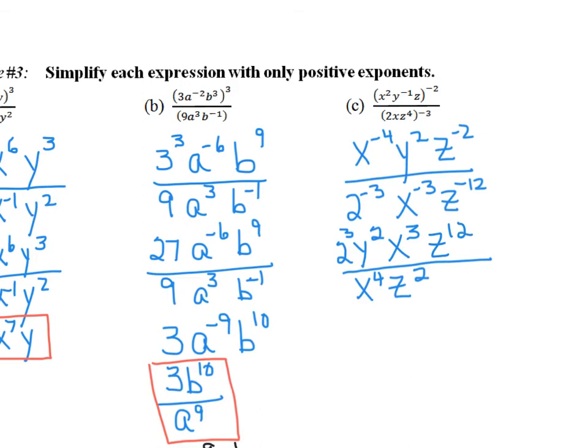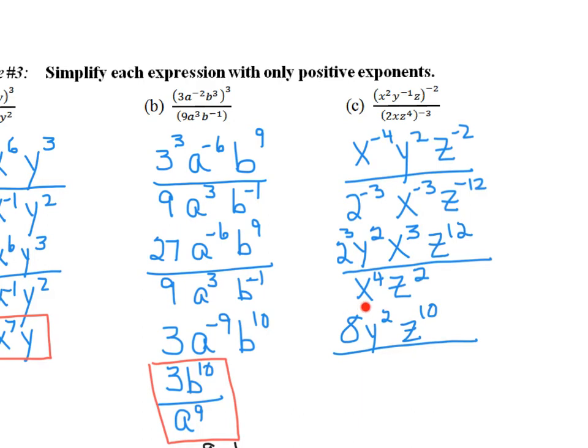Now we go ahead and do any simplification that we can. 2 to the 3rd gives me an 8. There's only one y term, and it's in the numerator with a positive exponent, so I'm going to leave it. I'm going to jump ahead to the z's. Z to the 12th divided by z squared. I'm going to subtract numerator exponent minus denominator exponent, so that's giving me z to the 10th.